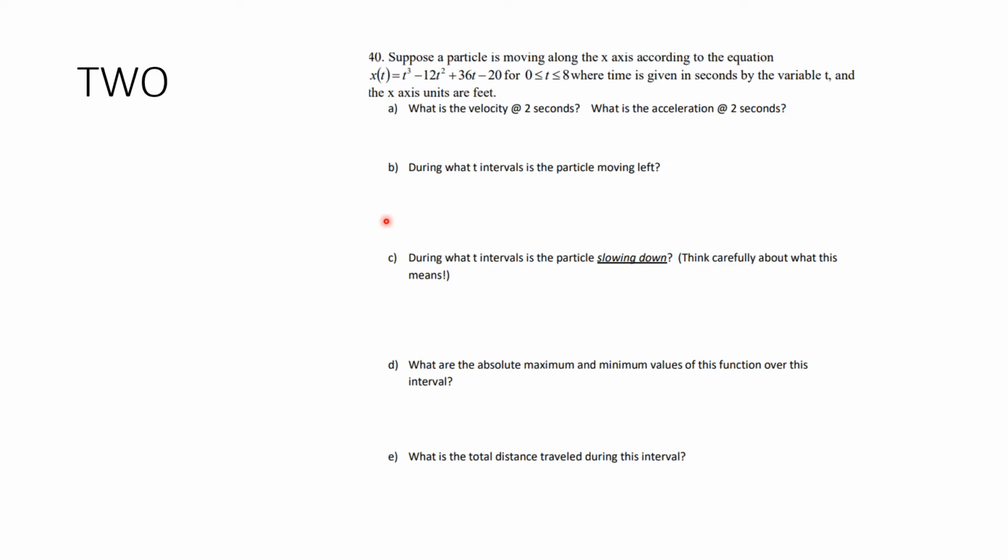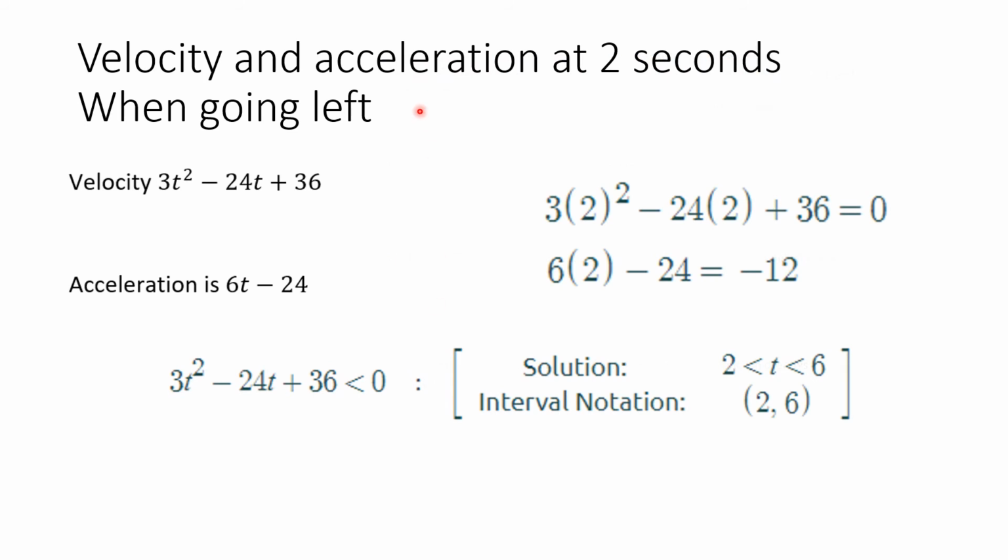Problem number 2 was problem 40, and this was dealing with velocities, accelerations, and such, and these are important kinds of things even in differential equations. I asked a whole bunch of questions about that, and I gave you the position function at time from 0 to 8. I asked about the velocity and acceleration at 2 seconds, and you take the derivative and get this for the velocity, and the second derivative is this for the acceleration. You substitute 2 seconds in, and you get the velocity is 0 at 2, and the acceleration is minus 12.